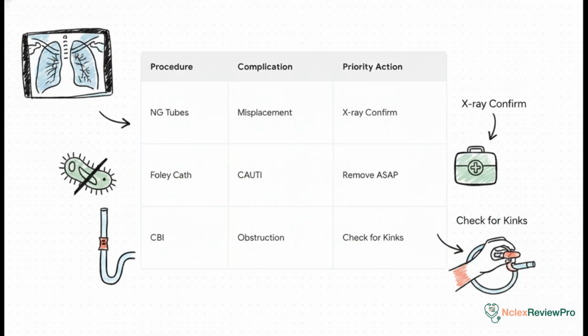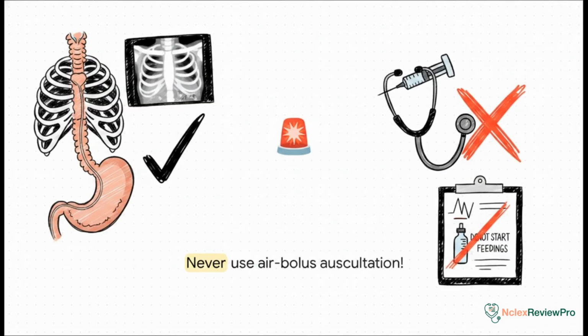And for continuous bladder irrigation, or CBI, the big risk is a clot obstruction. So what's your immediate action? Check the system for kinks and meticulously track that flow. Now here is a really surprising fact straight from the guidelines. When it comes to blind feeding tubes, pushing air in and listening with a stethoscope, which is known as air bolus auscultation, is totally unreliable. No joke, it's just not safe. Initial X-ray confirmation is absolutely required. If a new tube hasn't been verified by an X-ray, you simply do not start feedings, period.